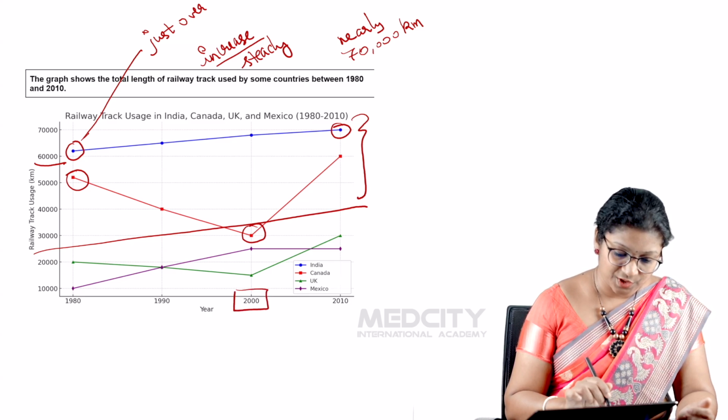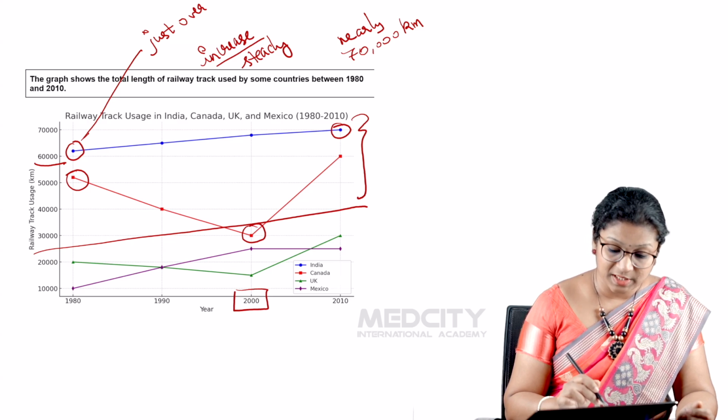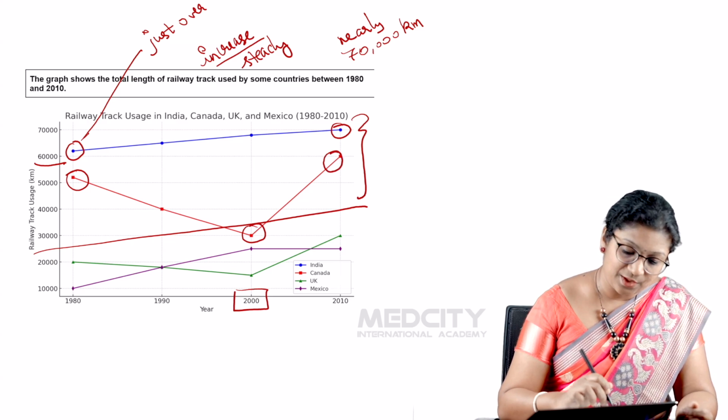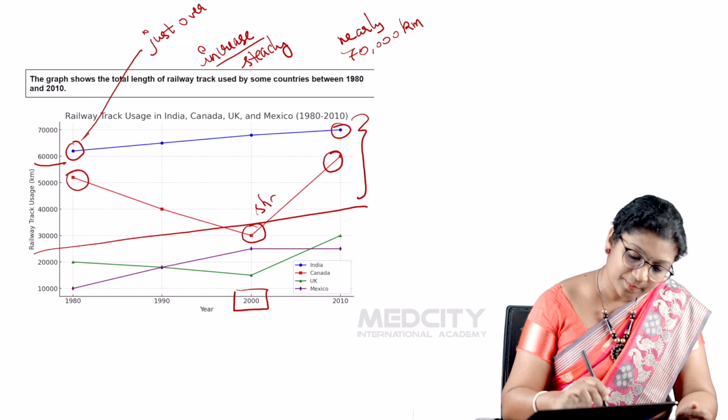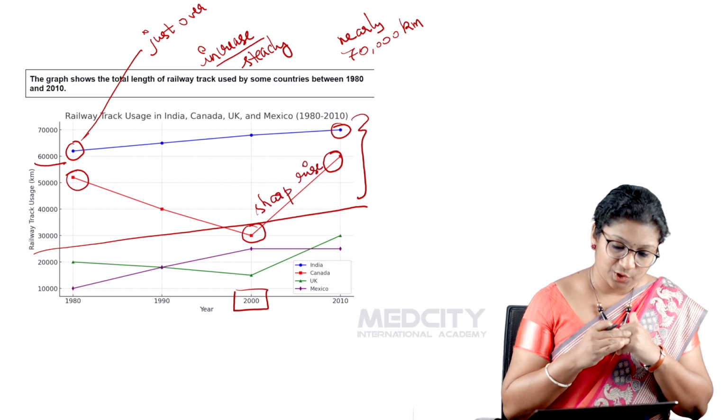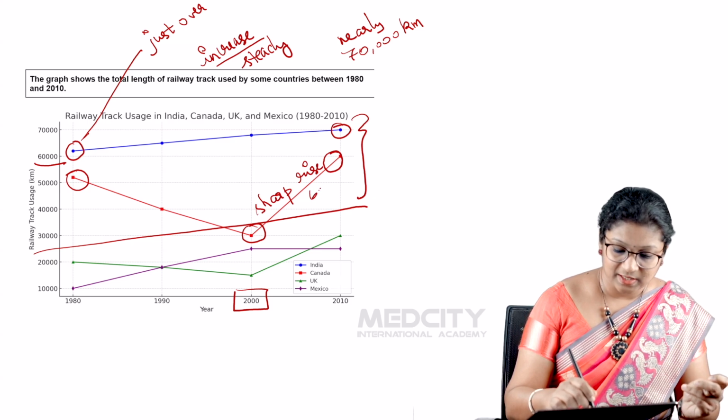We can also decide to choose this, which is in 2000. The track usage was close to 30,000 kilometers, but by 2010 again, you can see a sharp rise, to reach close to 60,000 kilometers.